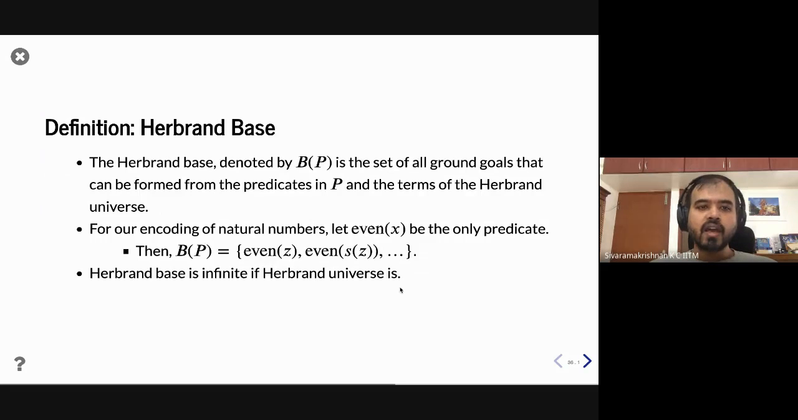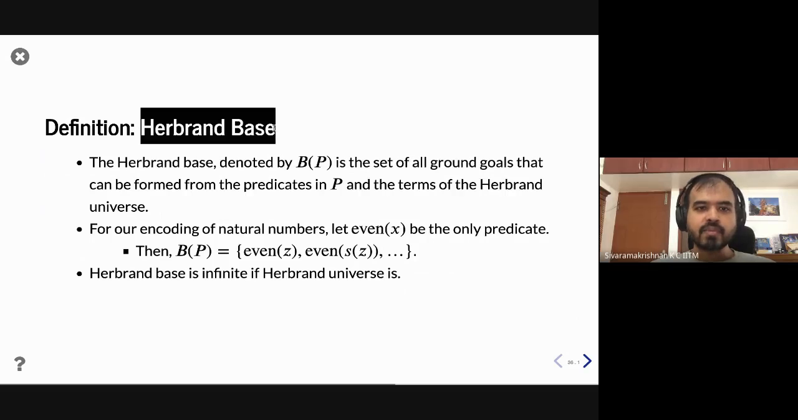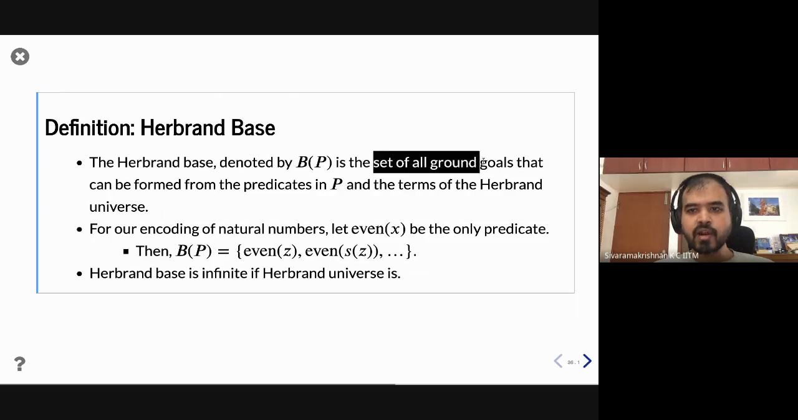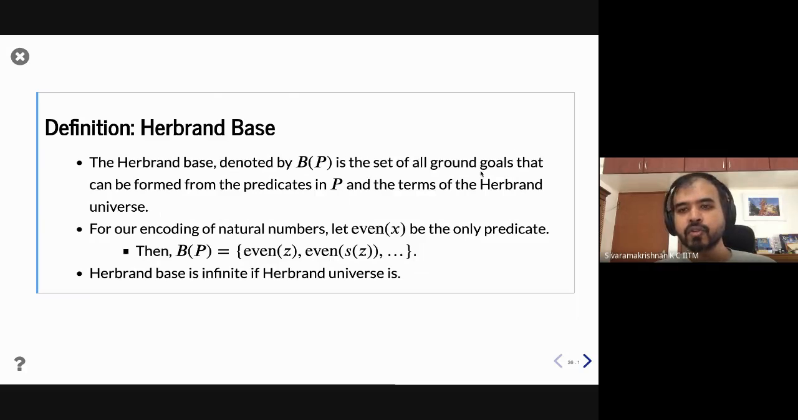So for that, we define something called a Herbrand base. The Herbrand base of a logic program, denoted by B of P, is the set of all ground goals that can be formed with predicates in P. So a goal is something that is a fact, right? And if you look at an example, it will be clear.